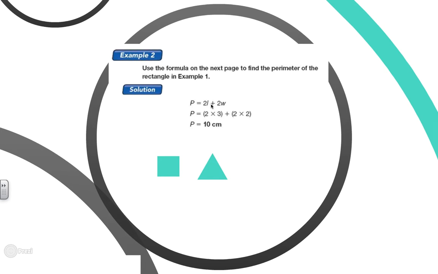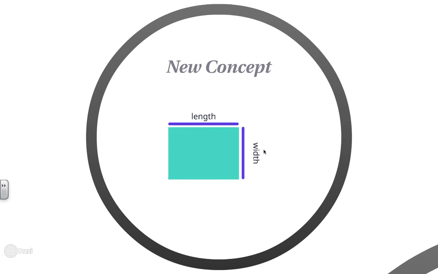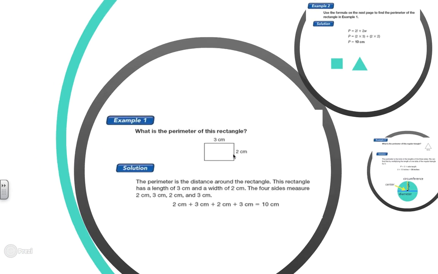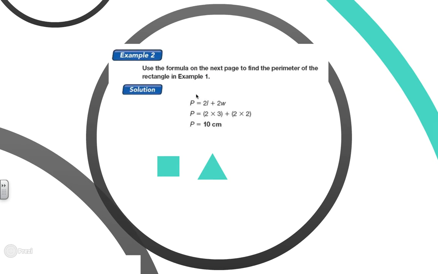This L stands for length, and this W stands for width. Just like in our new concept, the length and width. So we're going to use the L for length and W for width, and we come up with this: P, which stands for perimeter, equals 2L plus 2W. So 2 times the length and 2 times the width. And that's how you get the perimeter of a rectangle. Now, in this example, the length equals 3 centimeters, and the width equals 2 centimeters. So 2 times 3 plus 2 times 2 equals 10 centimeters.